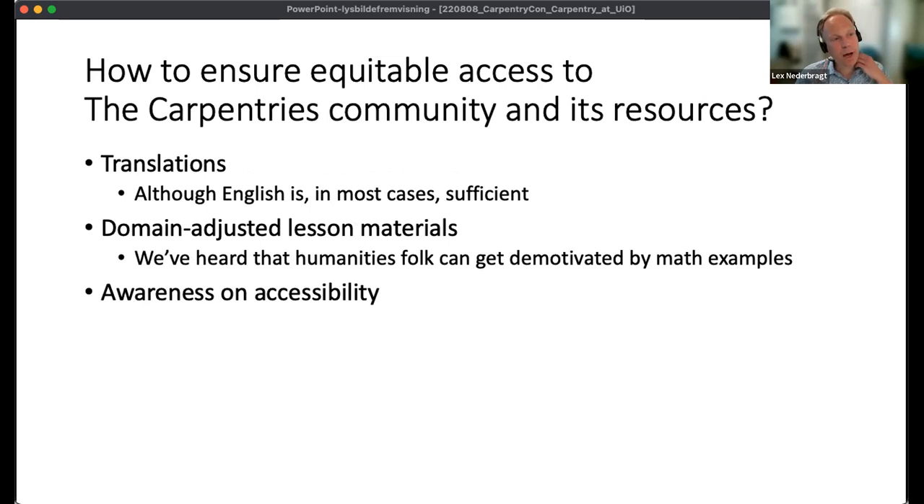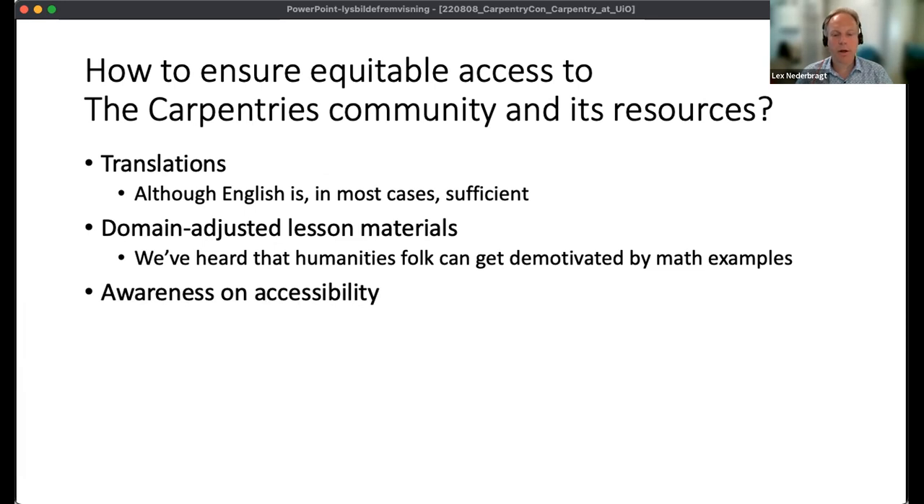There was also a question on how to ensure equitable access to the Carpentries community and its resources. One obvious one is translations, but we find that in Norway and in the Nordic countries, English is usually sufficient, maybe not always for Library Carpentry, but for most places English is perfectly fine. We also have many non-Norwegian English-speaking attendees. But it is sometimes necessary to think about adjusting the lessons for the domain.